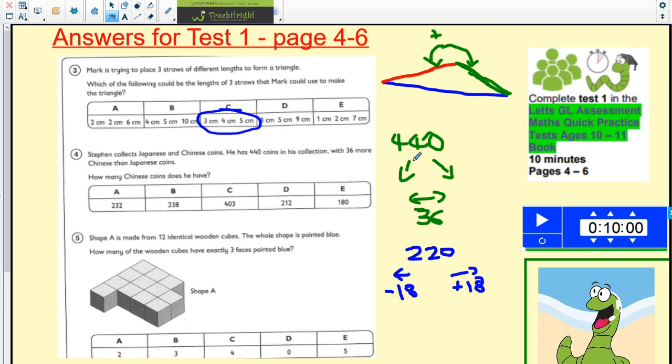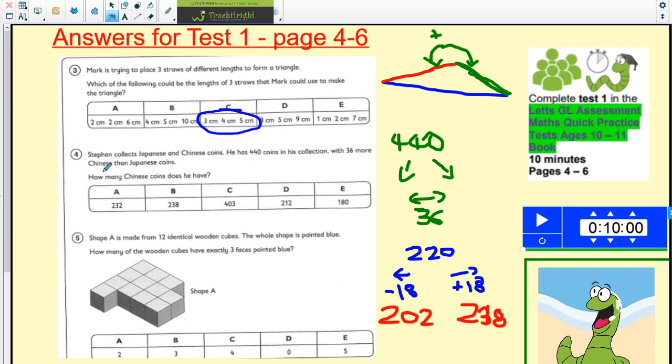So let's see what that is. So we've got 220 plus 18. That takes me to 238. And then if I go 220 the other way, it would be 202. And then let's just check, is the gap between these two 36? Yes, it is. And when I add these together, do I end up at 440? Yes, I do. So I'm feeling a bit more confident, and I just have to read the question.